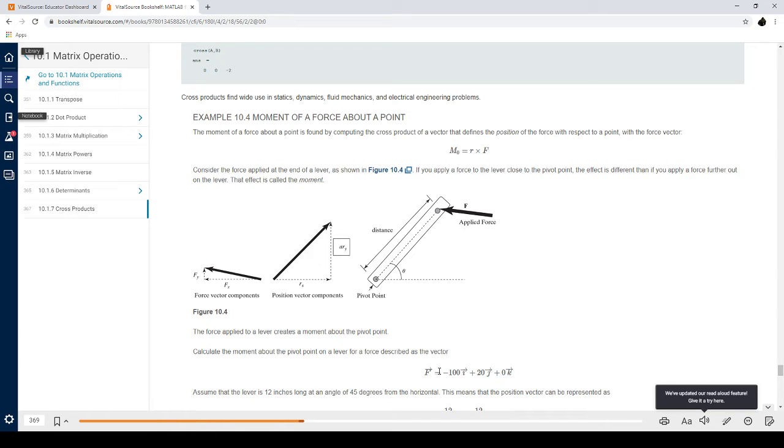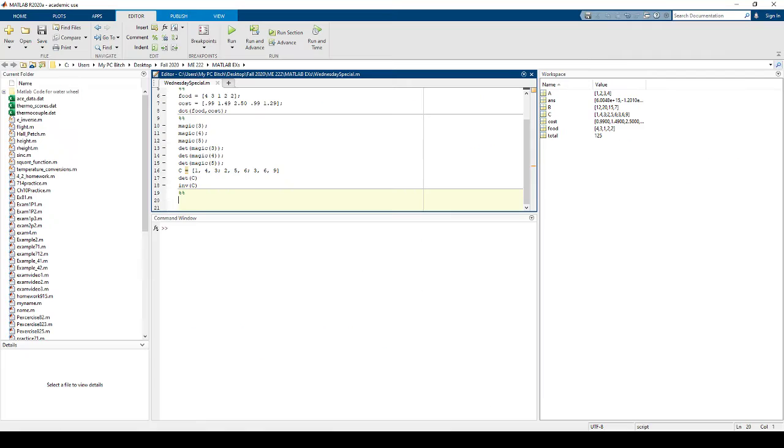So we've got this right here, right? This is our force vector. So we can put that in as well. And it says assume that the lever is 12 inches long at an angle of 45 degrees from the horizontal. All right. So we now have to do the moment equation. You wouldn't remember that one? So I'm going to do F. The F for this is negative 100, 20, and then 0, because we had nothing going in the z direction.